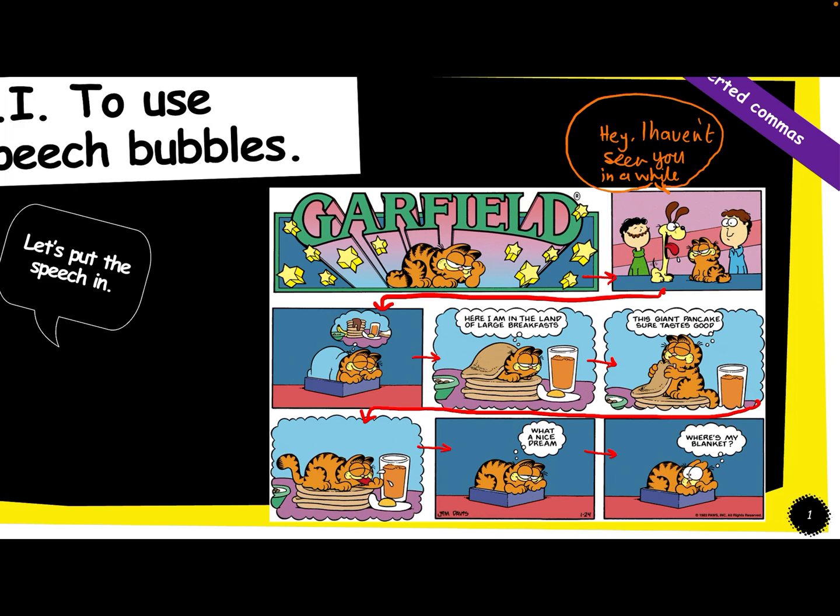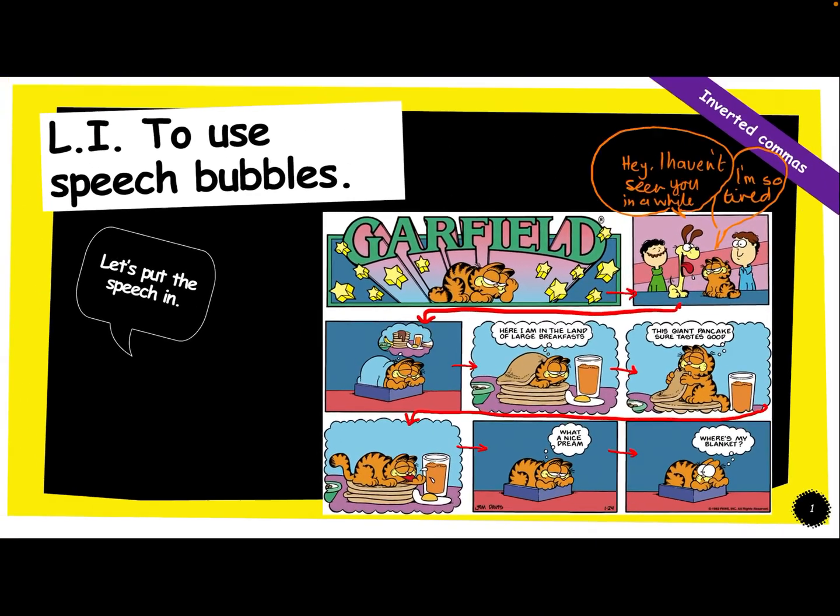And if we think about the context of the story, he's about to go to sleep. So we could have over here, so I've written that out first, and then I'm going to draw a little speech bubble there. There we go. So, hey, I haven't seen you in a while, like he's talking to him. And he's like, oh, I'm so tired. Here we've got our dream starting, and then we've got our thought bubbles coming out.